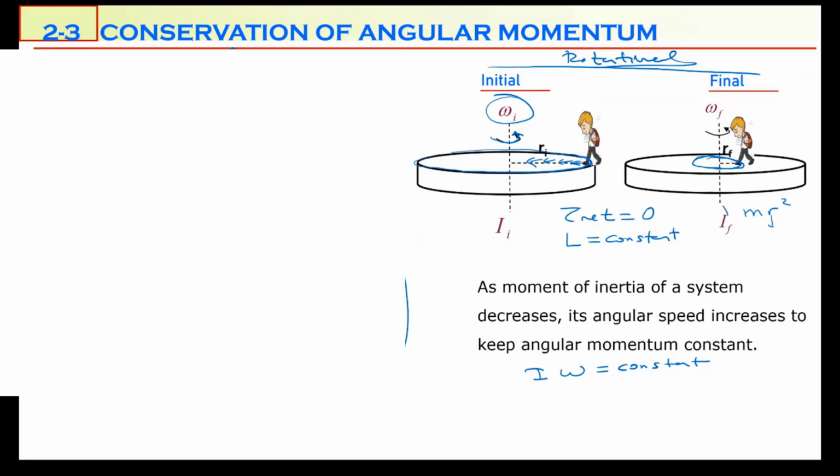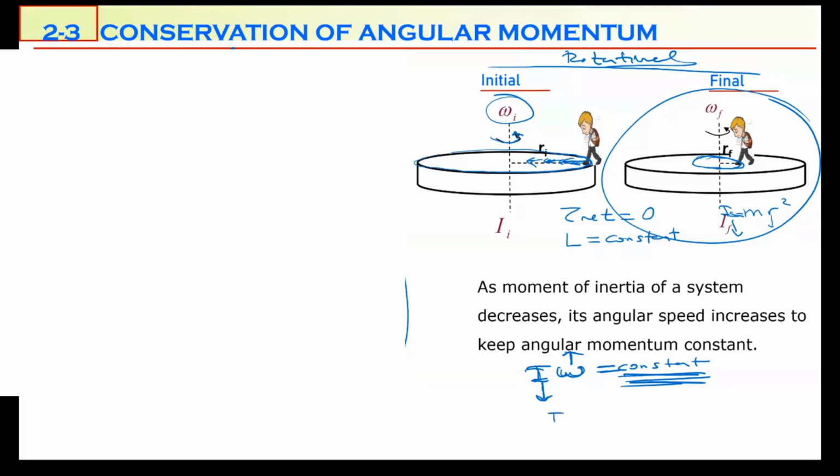As r decreases, the moment of inertia of the student also must decrease. Okay, moment of inertia decreases. If the moment of inertia of the system decreases, because angular momentum is constant, angular speed also must increase. So they are inversely proportional according to the law of conservation of angular momentum. As the moment of inertia of the system decreases, the angular speed of the system increases. When you make a system's moment of inertia smaller, the angular speed of this system will increase to keep the angular momentum constant.